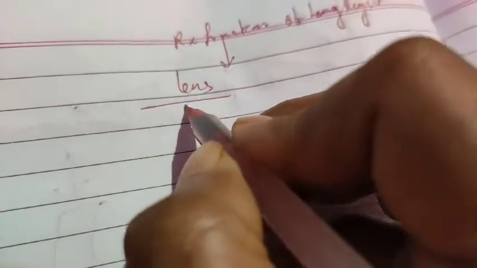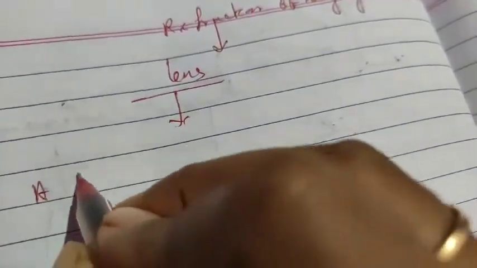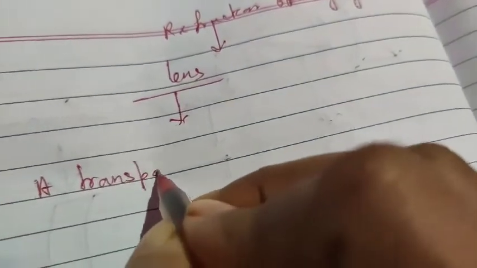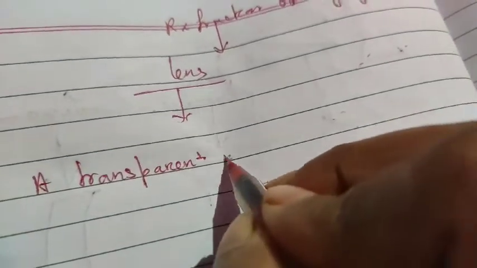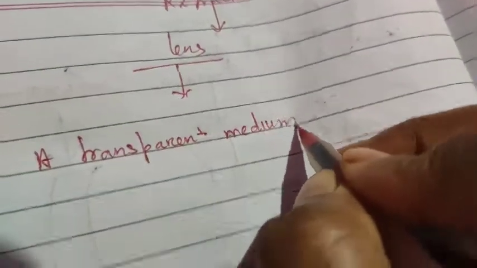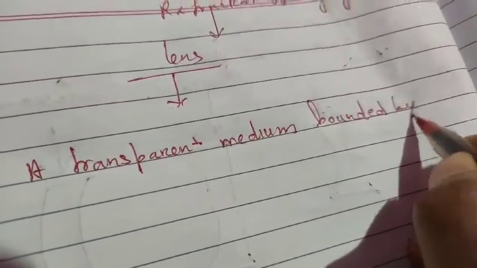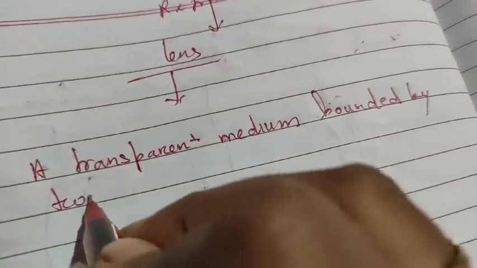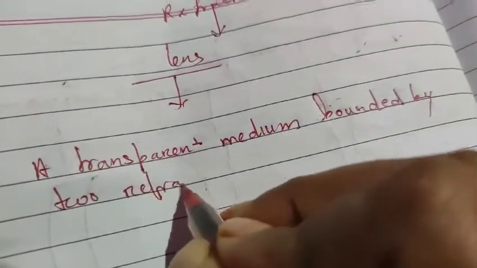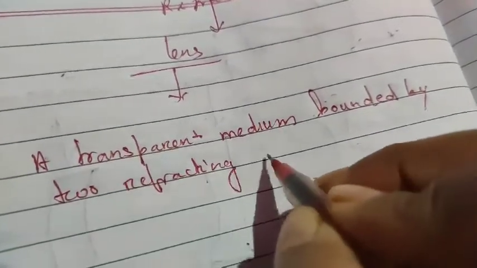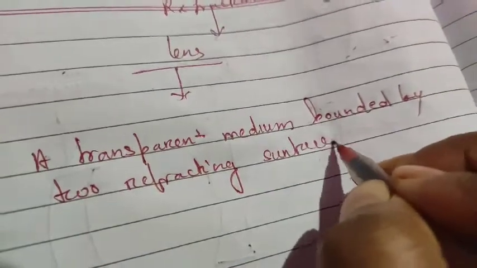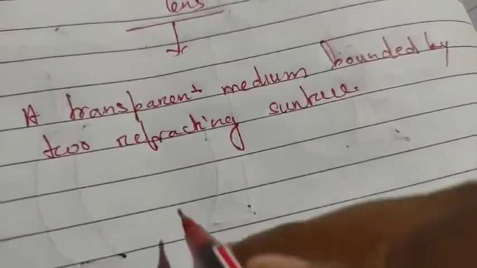Okay, now first of all you have to understand what you mean by lens. Lens is nothing but, student, a transparent medium bounded by basically two refracting surfaces. Sometimes it may be either two, okay, but normally we have two refracting surfaces.